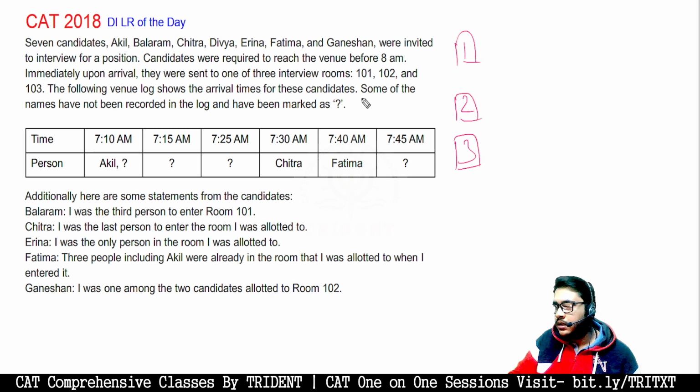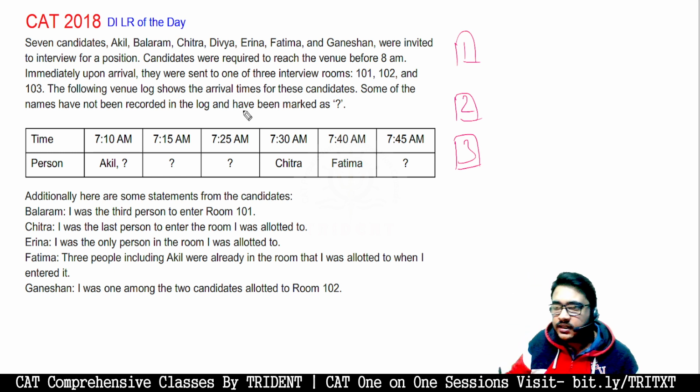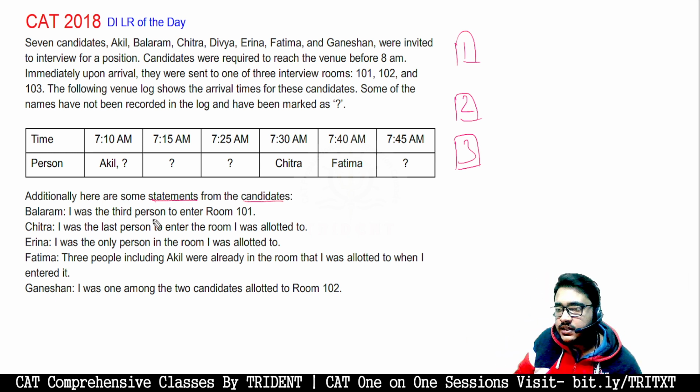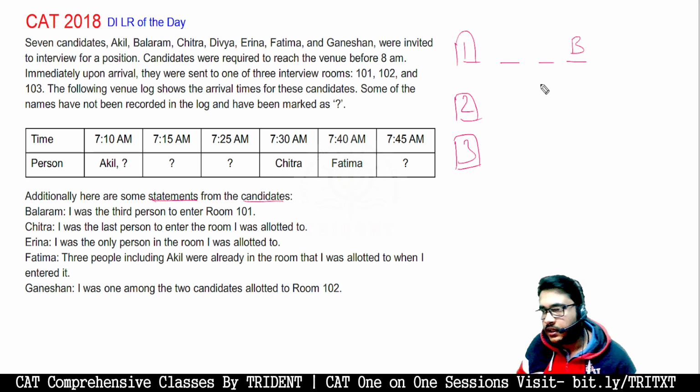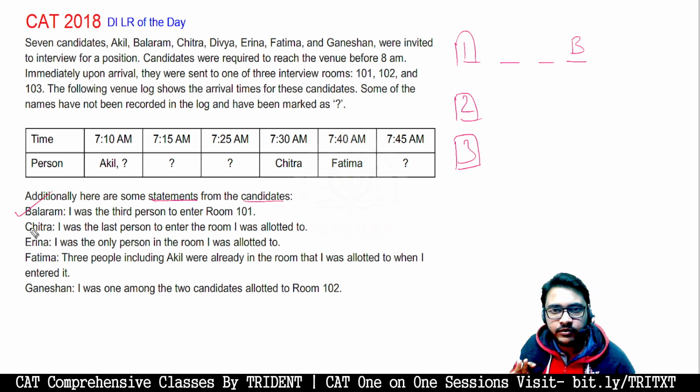Okay. Some of the venue log shows the arrival time of these candidates. Some of the names have not been recorded, obviously, and have been marked with a question mark. And then there are some additional statements from the candidates. For example, Balram said, I was the 3rd person to enter 101. All right, 101. Already 2 persons occupied there. Balram is the 3rd one. Great, we have sorted this out. Statement 1, sorted.